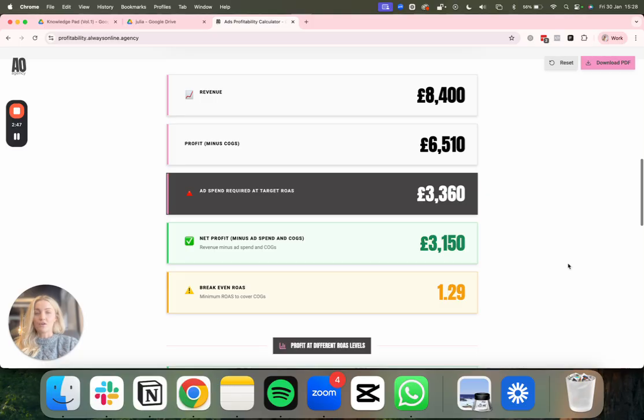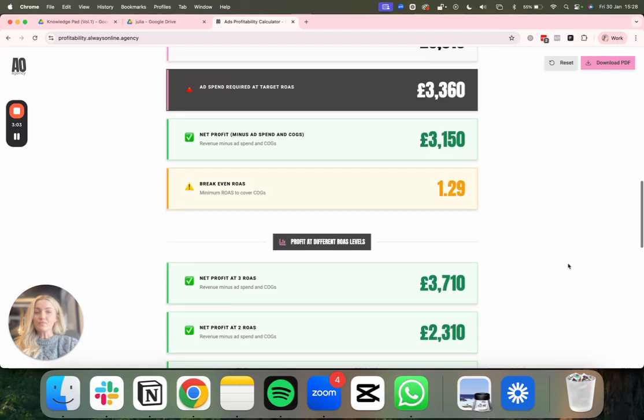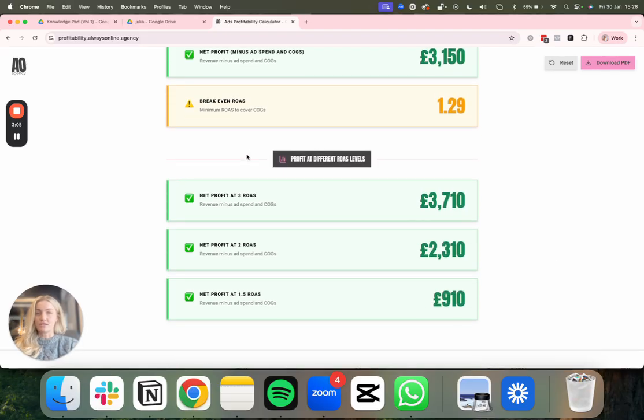If you go down further, you can see the break-even ROAS, which again, take it with a pinch of salt because it does not include service fees, VAT, fulfillment, shipping, and so on. But it gives you a good indication of where your danger zone is, if you will. And if you go down further, you can see the different profits at different ROAS levels. So you have the best case scenario and the worst case scenario if you are scaling.